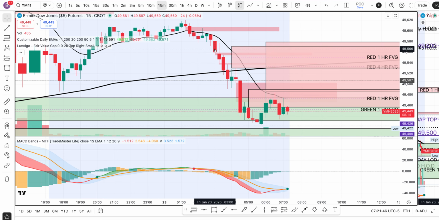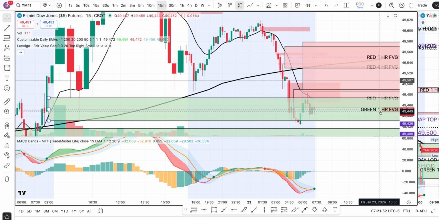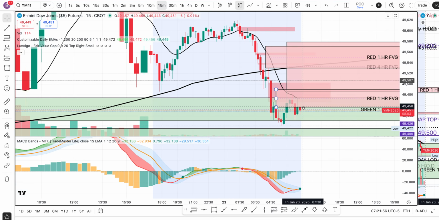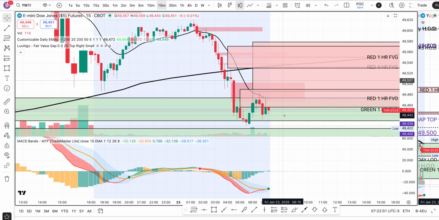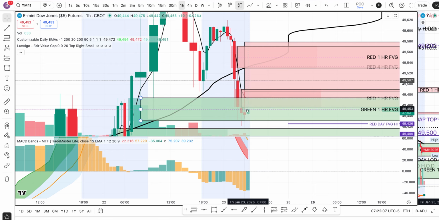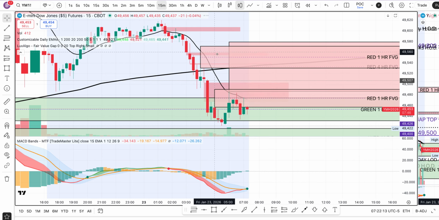New York time. We got a pretty strong flush to the downside. What happens when it comes to this green 1 hour fair value gap? It comes to the bottom of it, bounces right off the bottom of it. See that? Bounces right off the bottom of it. The reason it didn't mitigate the gap and make it disappear is because if you look on a 1 hour chart, the 1 hour red candle never closed below the line, so it's still active. All right. Anyway, back to the 15-minute chart.